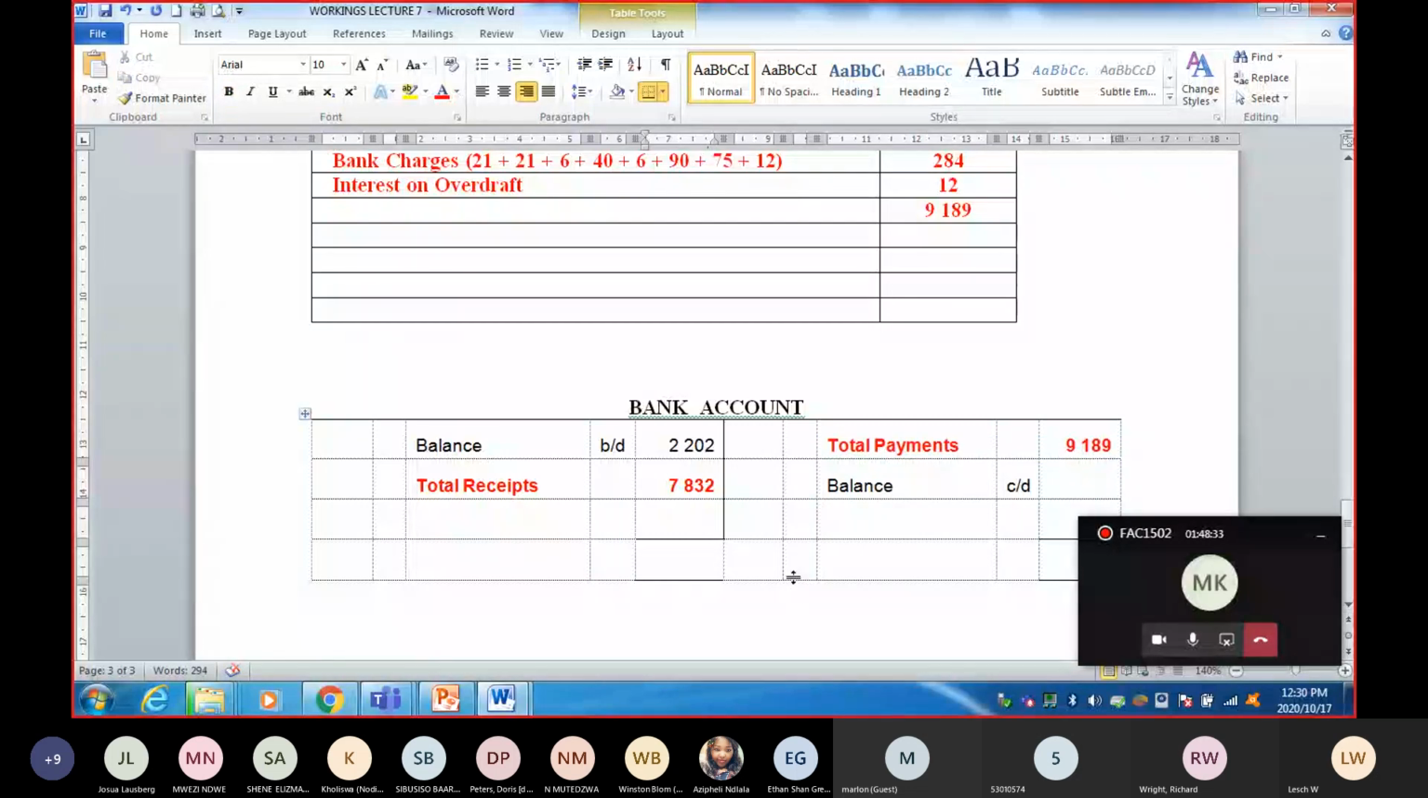You add up now your bank account. You will have an amount of 10,034. On the credit side, you will put now 10,034, resulting in a balance carry down. Your new balance carry down is the amount now of 845 Rand, the difference between the two sides.